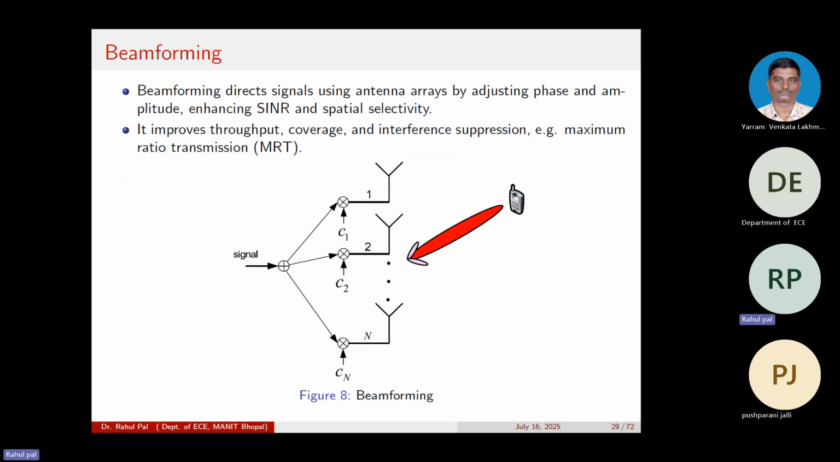Okay, so I hope this is clear. If this figure is clear to you, then it becomes very easy to understand the remaining part. So I will repeat: we have to adjust these weights C1, C2, and Cn in such a way that my signal goes in a particular direction. This is called beamforming, and this concept has been used in fourth generation as well as fifth generation wireless networks.